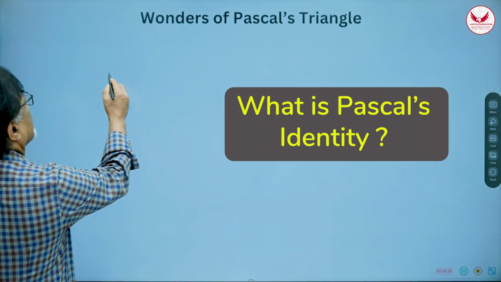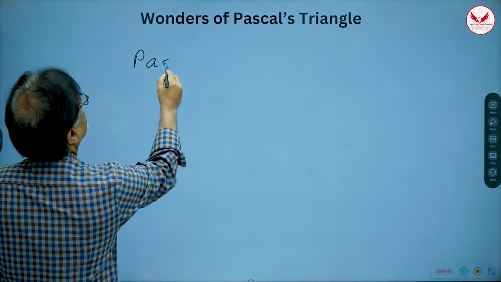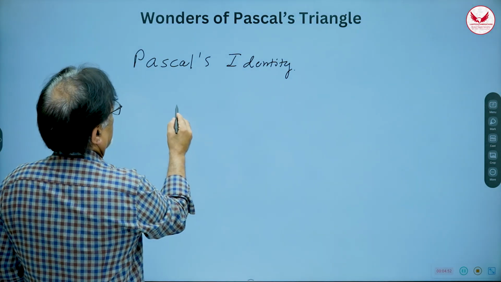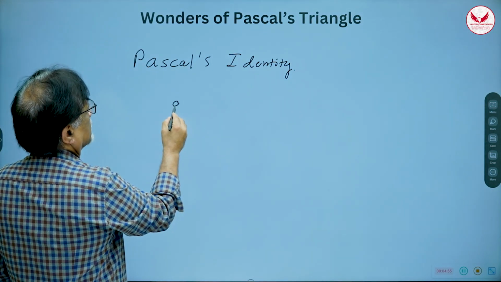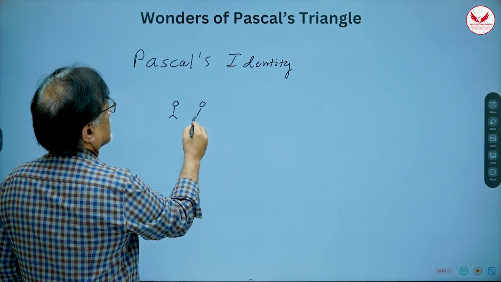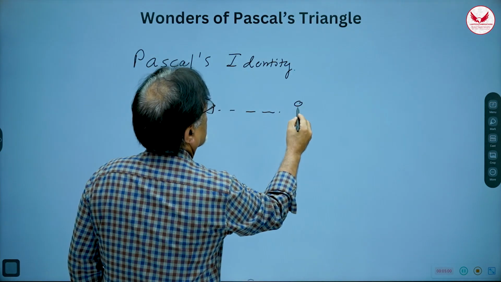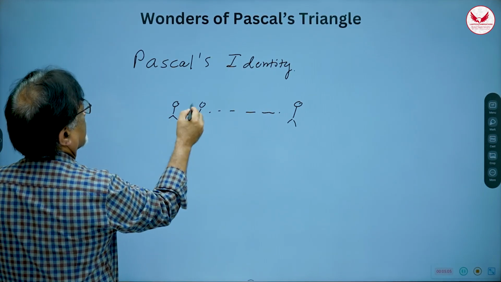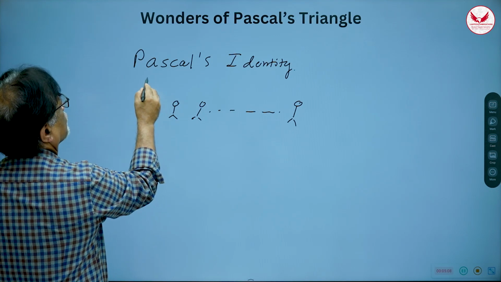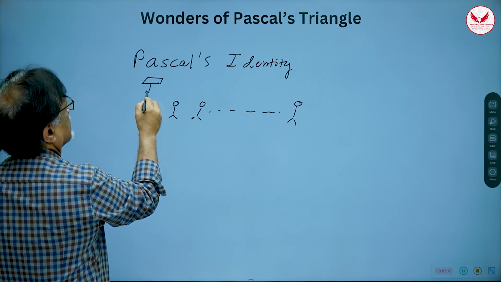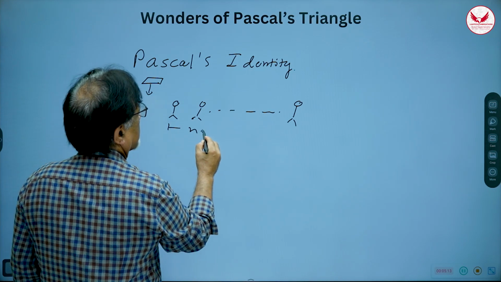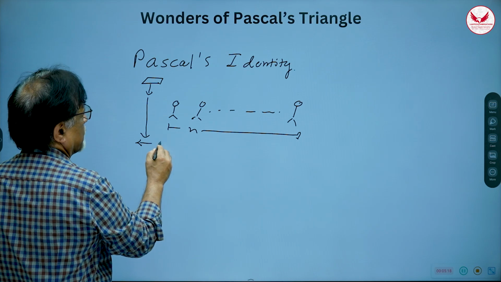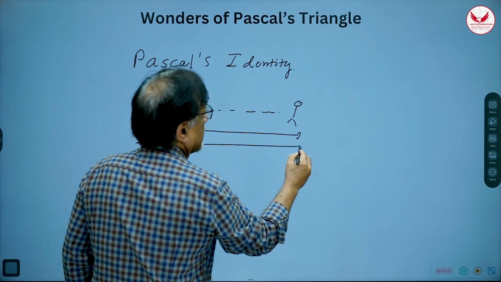Pascal's identity can be written like this. I can explain it in a very simple manner. Suppose there are n individuals, and one of them is slightly different from the others. So let us call him like this. This is a different fellow. So there are n individuals here, and this one together makes n plus 1 individuals.